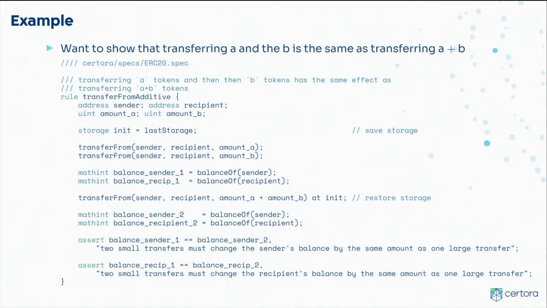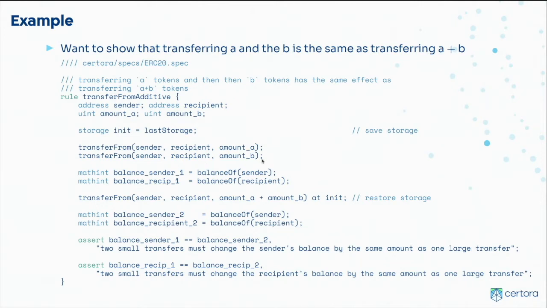And this looks a lot like the kinds of rules we saw yesterday. So in order to call transfer from, we're going to need a sender, we're going to need a recipient, and we're interested in the amounts A and B, so we have variables for those. All right. Let's skip over this for just a second. We want to talk about what happens if we first transfer A and then transfer B. So we call transfer from with amount A, and then we call transfer from again with amount B.